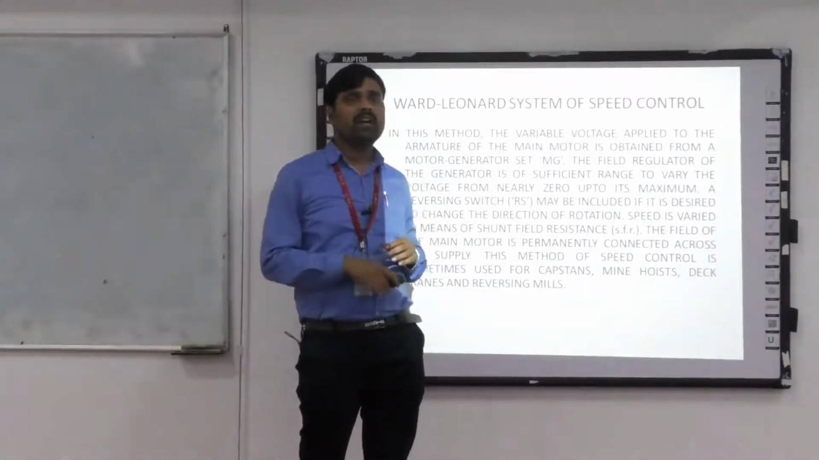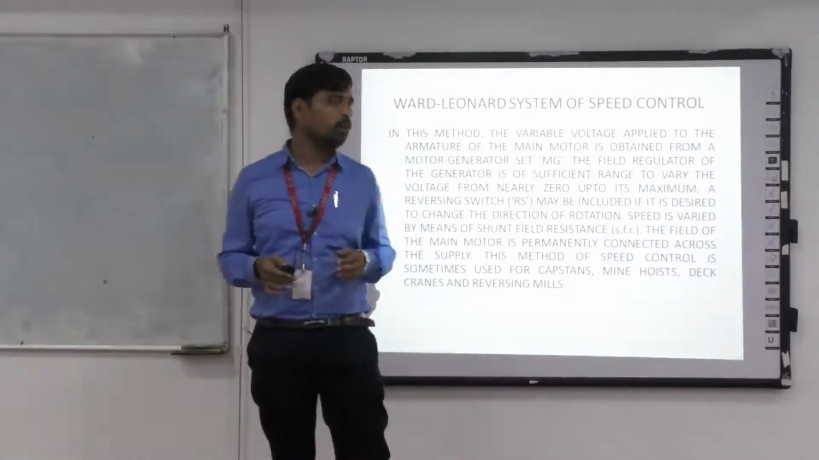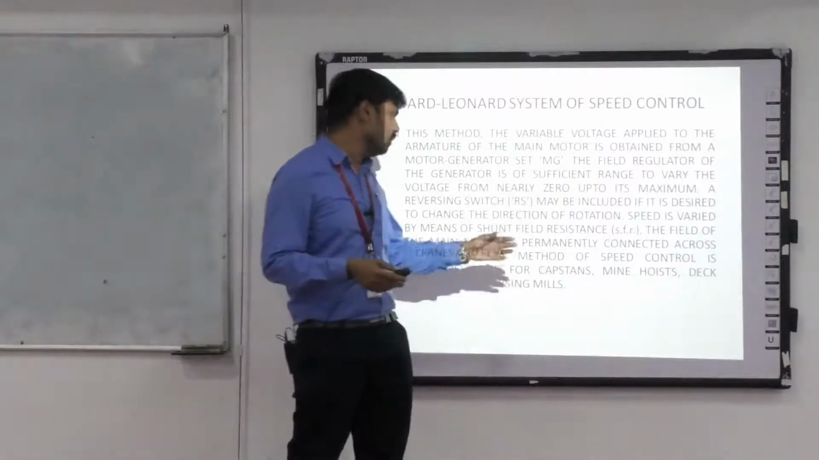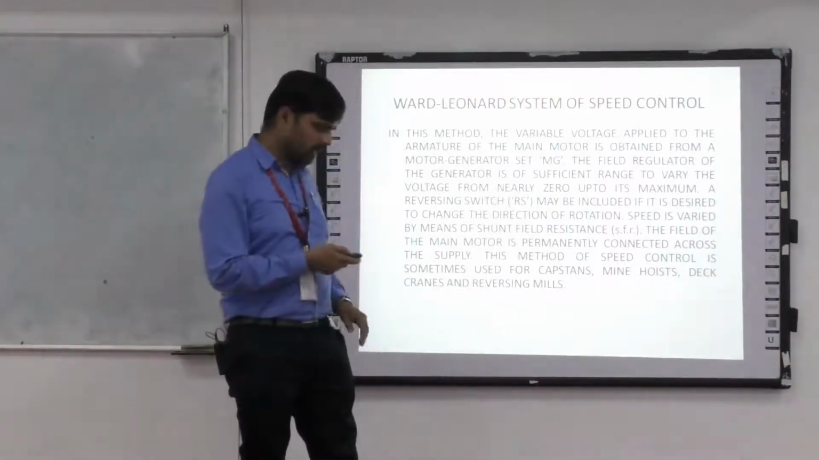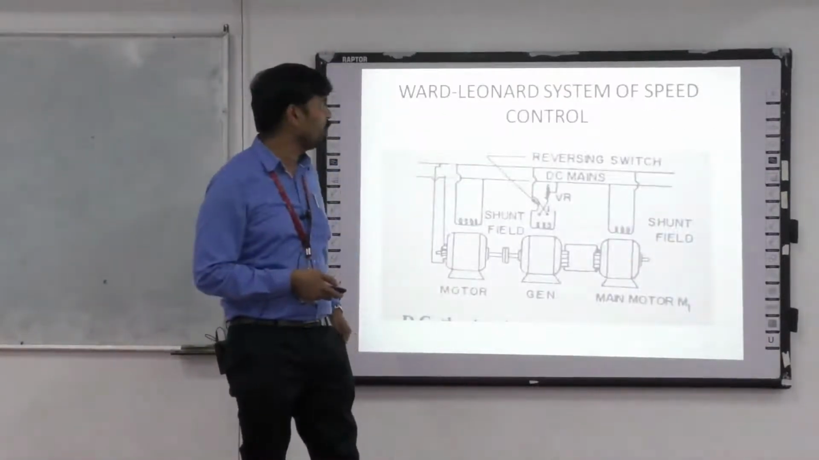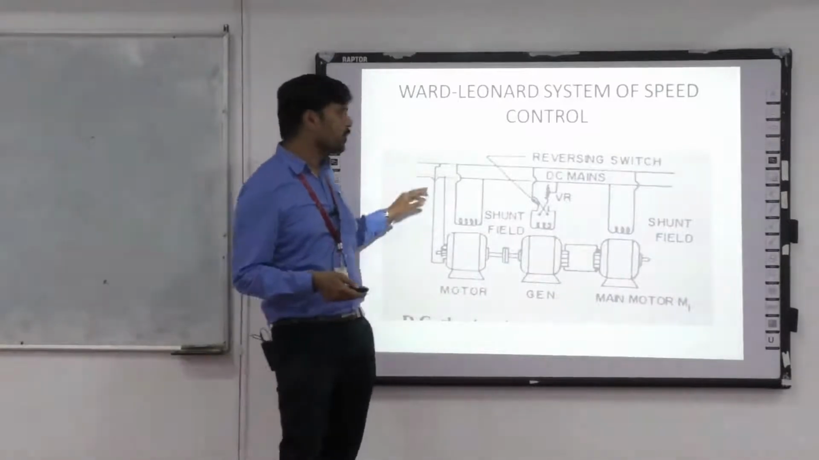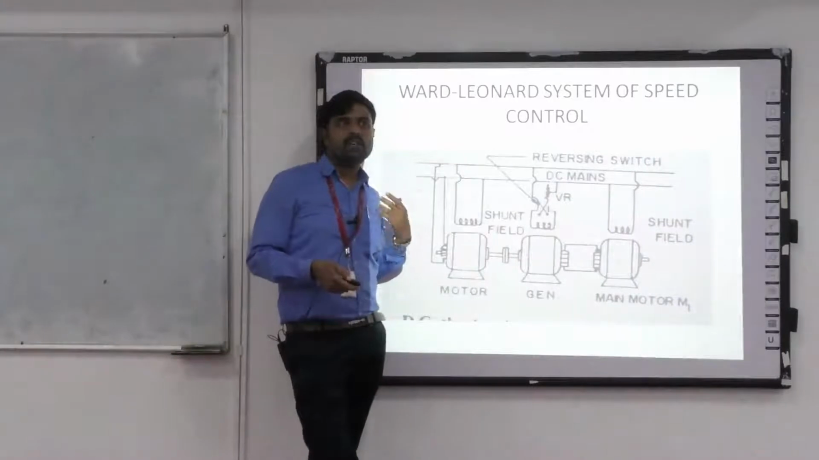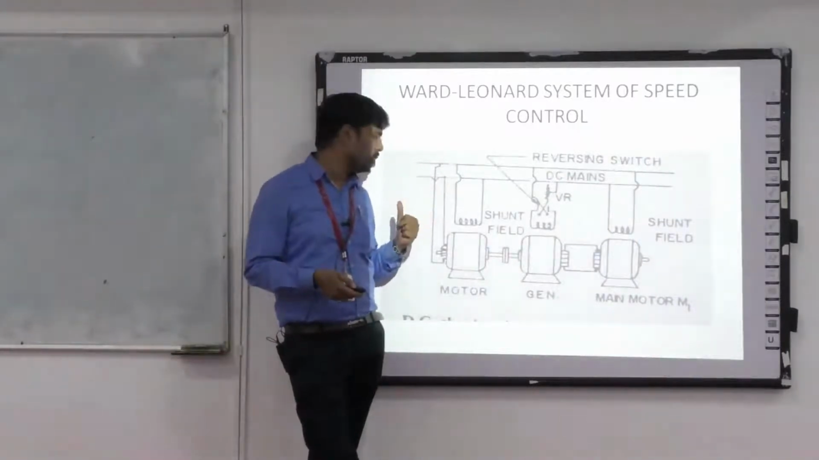The main thing is we can go for a wide range of speed control in Ward-Leonard, where we are using it in hoists, load trains and reversing mills. We are using this Ward-Leonard system, right? You see here, this is a bus bar, actually. Bus bar means the supply. We are taking the supply from there.